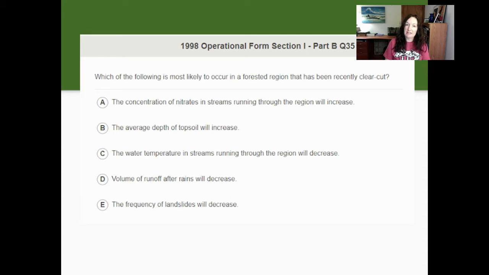The concentration of nitrates in streams running through the region will increase. So if you think about it, all of the dead and decomposing things that are in a forest, those nutrients that are there, they are held in place when a forest is there. If you clear cut that region, all of those nutrients are going to easily run off into local waterways, such as streams that are running through the region. So any of that dirt and mud, when it rains, it'll just run right into the streams rather than being held in place like it was with the vegetation that was there. So the correct answer for that one is letter A.